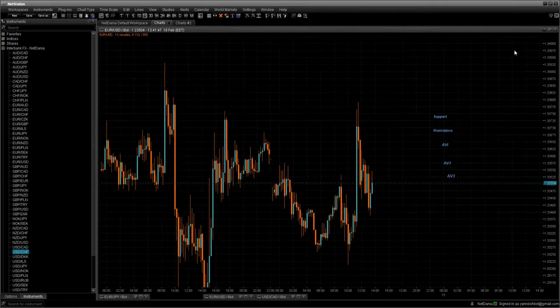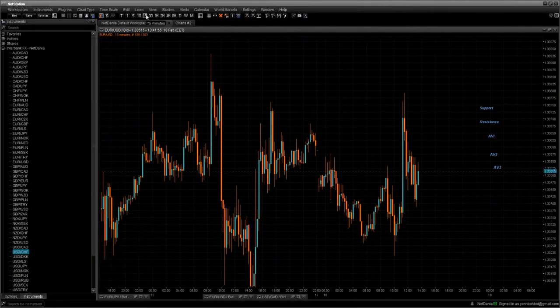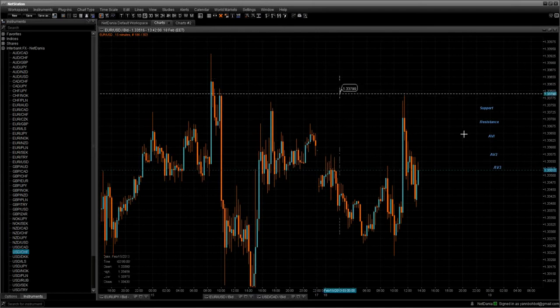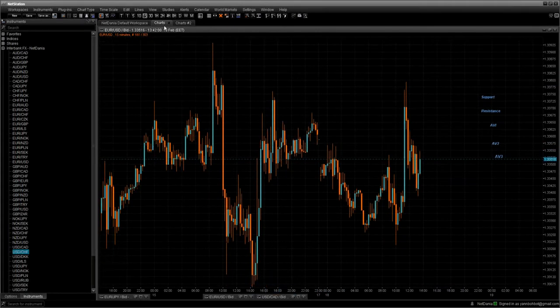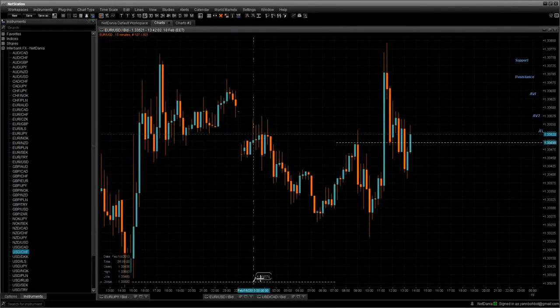Let's check out the euro US dollar. Now, remember, for the euro US dollar, I would suggest to put it to 15 or to 30 minutes. Okay, now that I put it to 15 minutes, perfect. Let's move in.